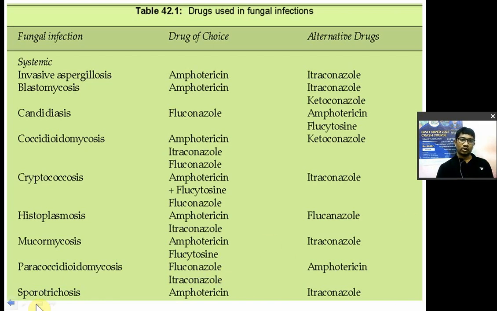Paracoccidioidomycosis. In that, fluconazole and itraconazole are the drugs of choice. The second drug is amphotericin B. Sporotrichosis. In that, amphotericin B is a drug of choice.